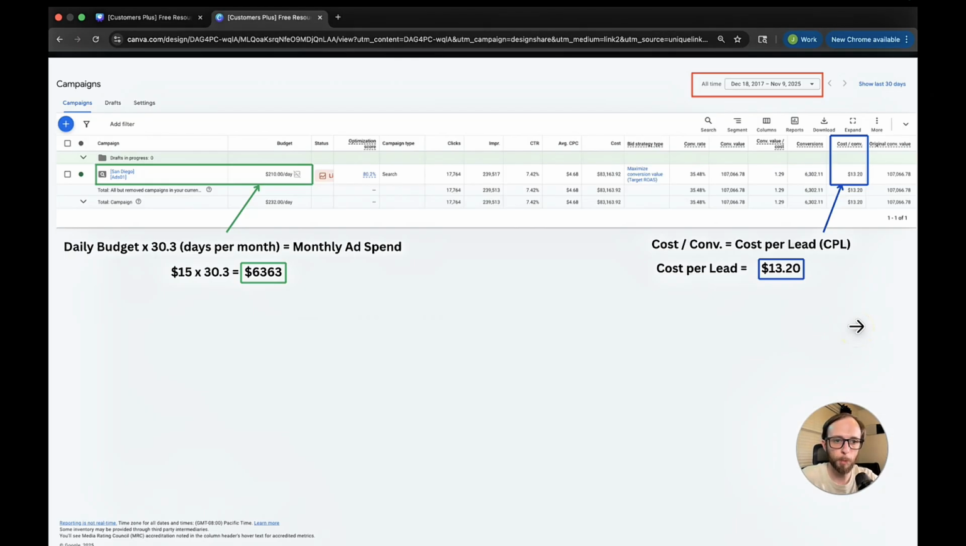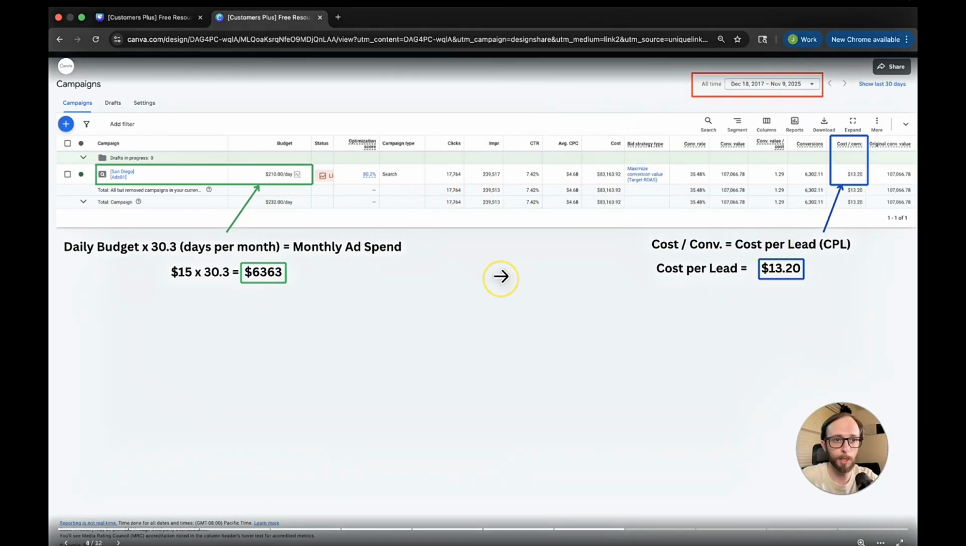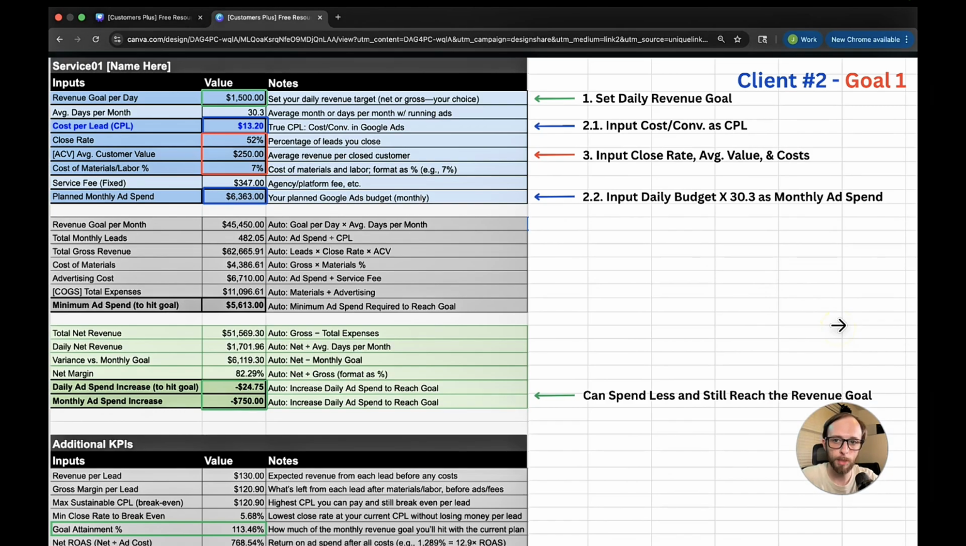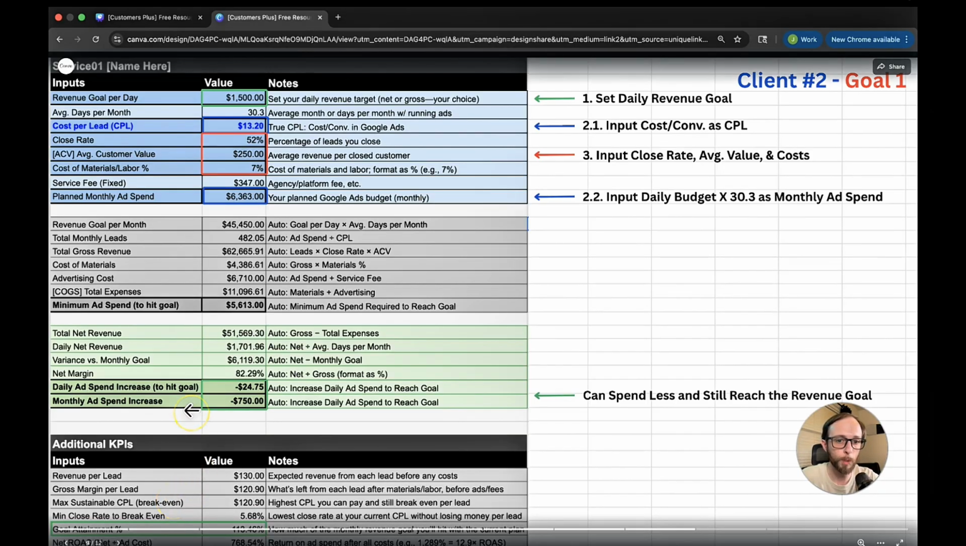For this next client example, their campaign's in a bit of a different place. Their campaign's been running for multiple years, whereas the first example was only for about 6 months. This client also spends a lot more per month on their one campaign, a little over $6,000 per month, and their cost per lead is $13.20. The first time we introduced this sheet to this client, he said his revenue goal would be $1,500 per day. So we plugged in the cost per lead, the current budget, as well as the close rate, customer value, and cost of materials, and we found that his goal is already being met. He's at 113% of his revenue goal with the current budget.